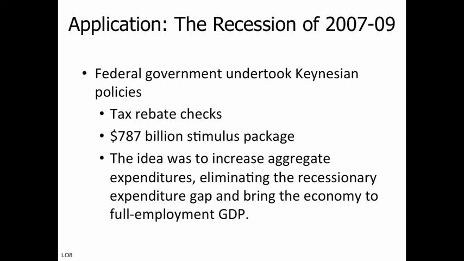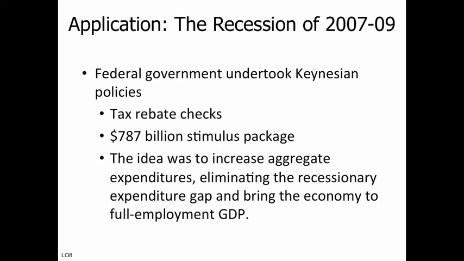So in this situation, when we're suffering from a deep recession, you want to, again, generate more spending in the economy, increase aggregate expenditures, shift up that spending line, increase real GDP, and eliminate that recessionary expenditure gap and bring the economy back to full employment GDP. So how did the government try and do that?